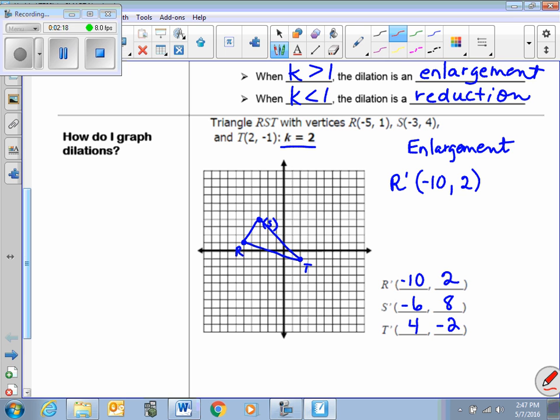So let's come over here and graph our enlarged triangle. R prime is (-10, 2). S prime will be (-6, 8). Here's S prime. And T prime will be (4, -2). So sketch this enlarged triangle in here. And there's what we've got.